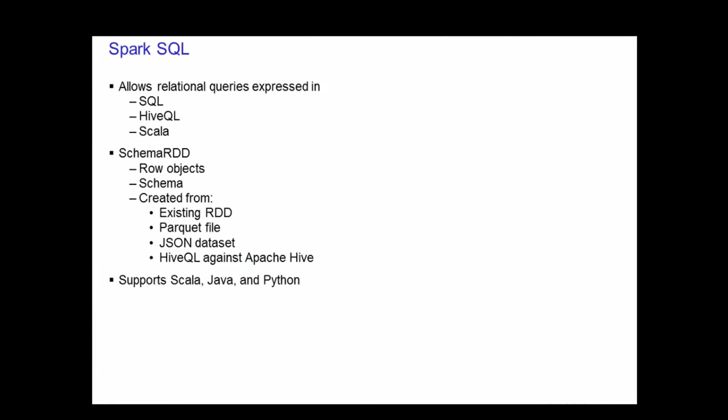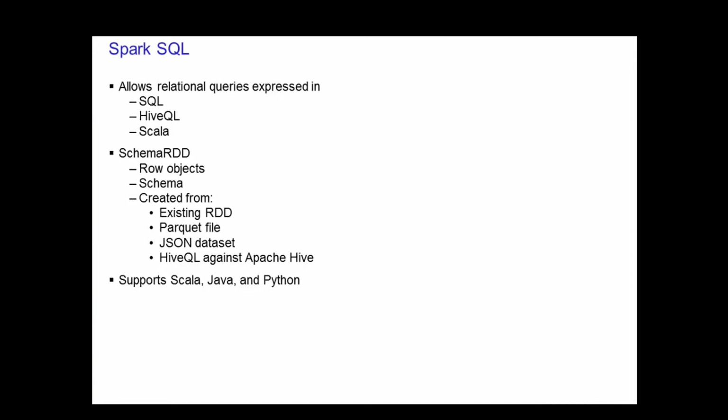Spark SQL allows you to write relational queries that are expressed in either SQL, HiveQL, or Scala to be executed using Spark. Spark SQL has a new RDD called the schema RDD. The schema RDD consists of row objects and a schema that describes the type of data in each column in the row. You can think of this as a table in a traditional relational database.